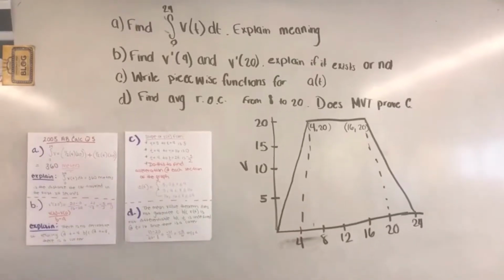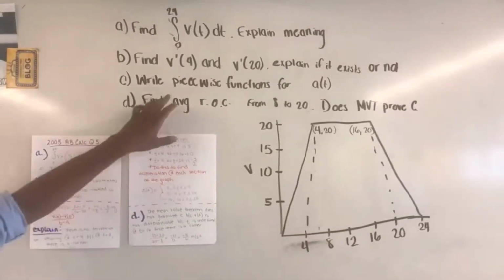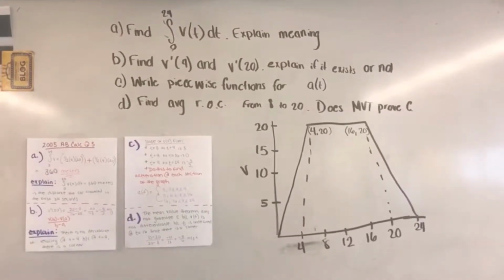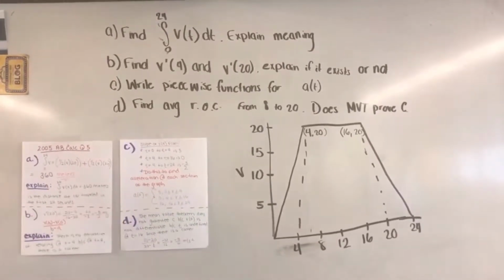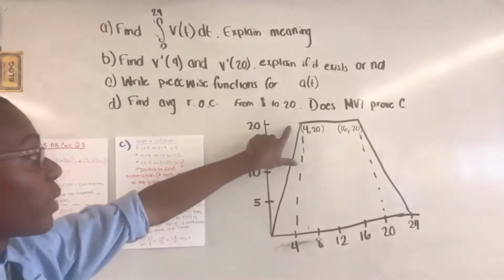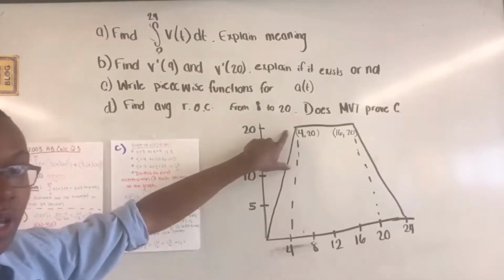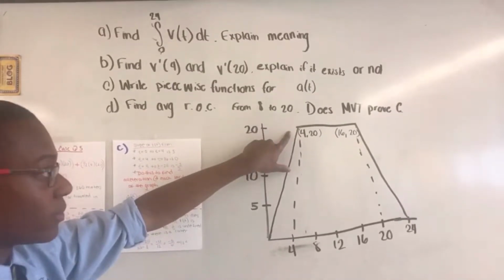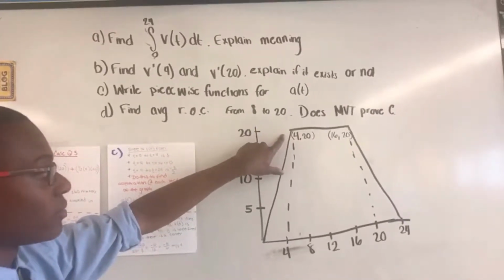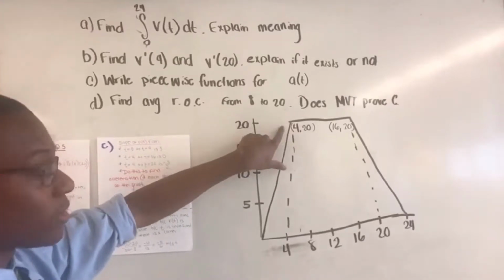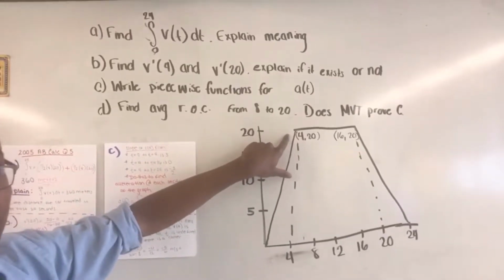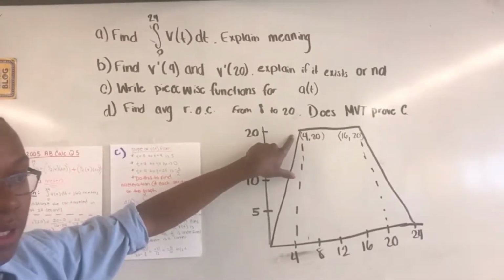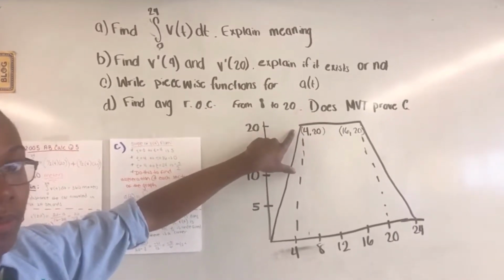Alright, so part B asks us to find v prime of 4 and v prime of 20 and explain if it exists or not. We're going to start off with v prime of 4. Since it doesn't have a straight line and the slope is not the same throughout, and it's a corner, we're not going to have a derivative at time t equals 4 when considering v prime.